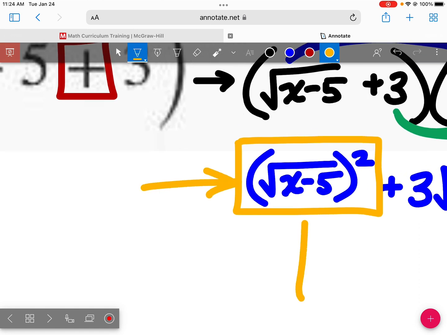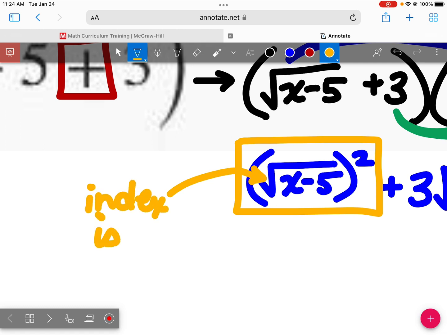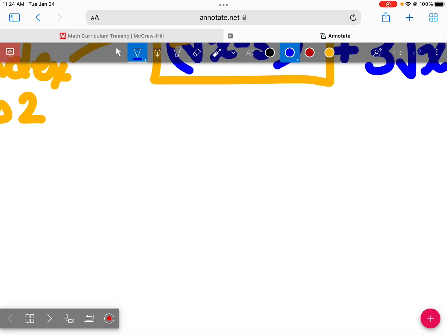What happens with this term right here? What power are we taking it to? Second power. What's the index on it? Index is 2. So what happens when my exponent and my index match? They cancel each other out. So this is going to cancel with this. So I'm going to have just x minus 5 left.